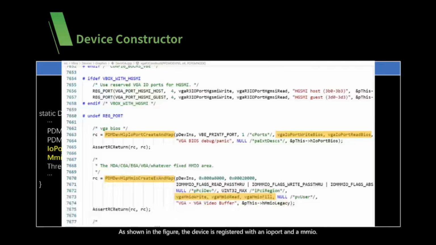As shown in the figure, the device is registered with an IO port and an MMIO. We can easily find their callback functions. They are the parameters of the registration function.